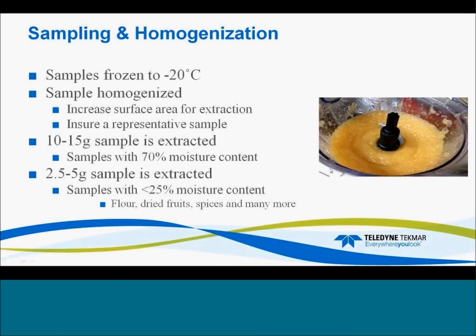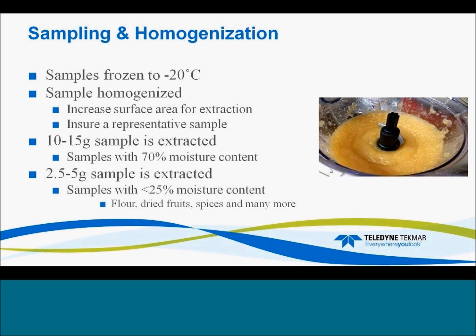So what we're going to do now is walk through the method itself, going through some steps and showing what is optimal and why they chose to do it. So the sampling homogenization step must be done. It increases the surface area for the extraction, and it also ensures you get a representative sample from the samples that are submitted. As I said before in the flow charts, a 10 to 15 gram sample is extracted.